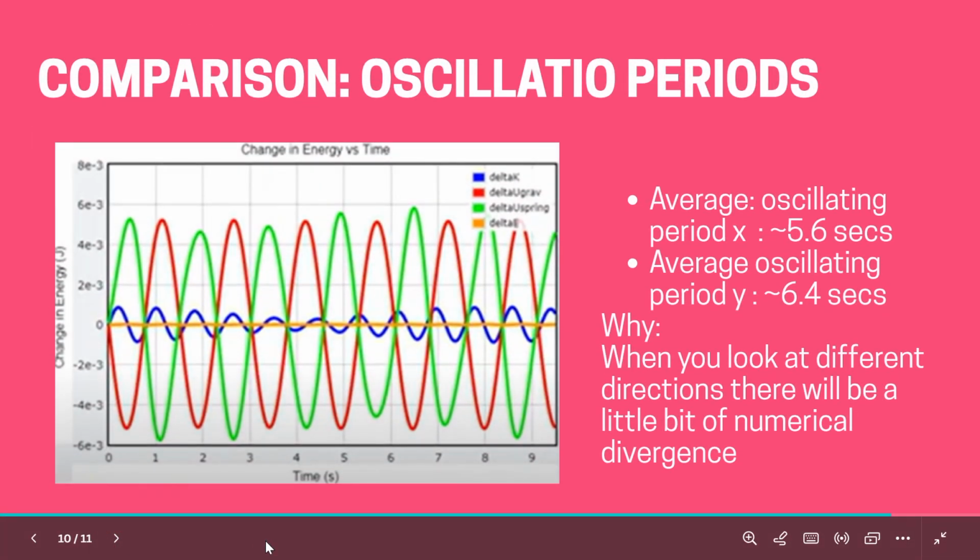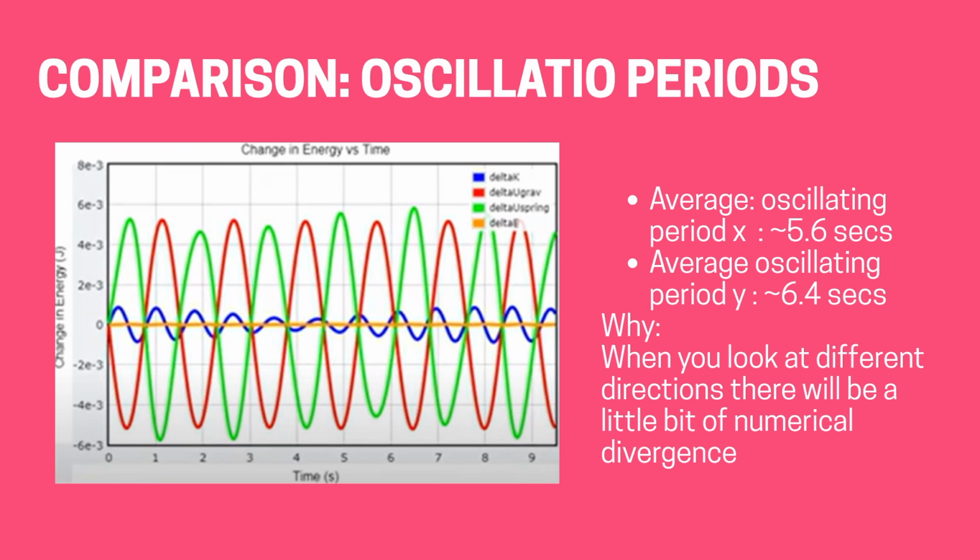And then let's talk about the oscillation periods. Oscillation, that is some slang that Gen Z is using nowadays, but it's oscillation periods. And so after doing some calculations, I got approximately 5.6 and then 6.4 for the different periods. And so why is that so? Well, when you look at different directions, there's going to be a little bit of numerical divergence, but nonetheless, everything's okay.